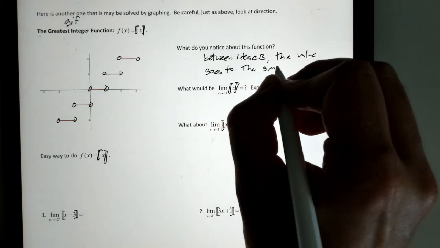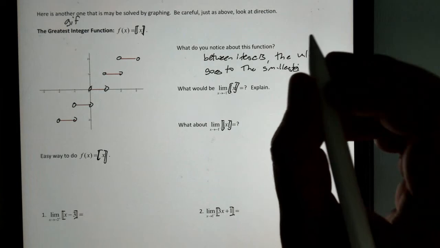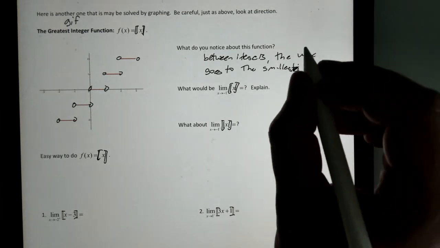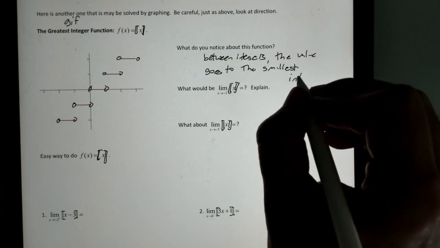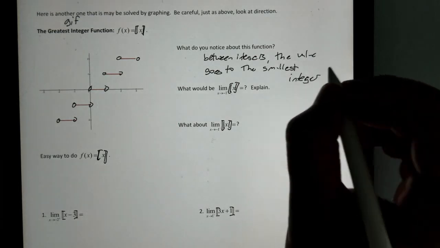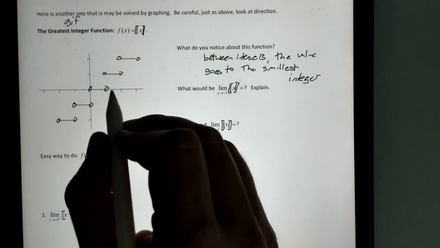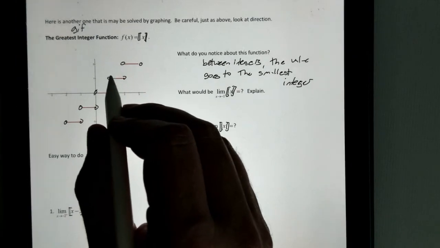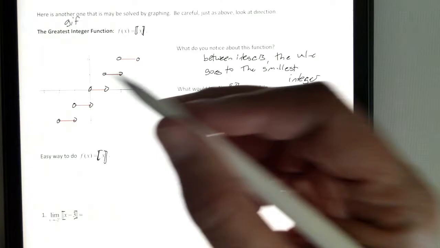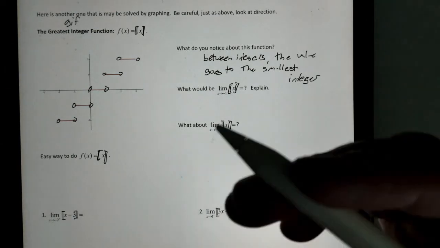Into the smallest integer. Why do we call it the floor? Anything between 1 and 2, like 1.5, falls to the value of 1. We don't go to the largest. In other words, we go to the greatest integer that we've already reached.